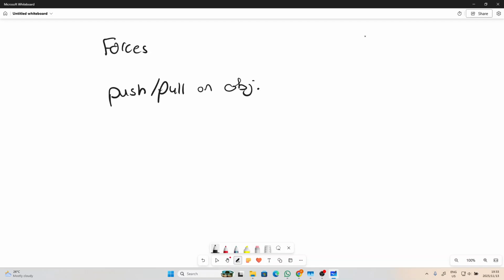I'm going to start with forces. So forces are simple. It's a push or pull on an object. So when you push or pull it, you exert a force. Right. That's simple.